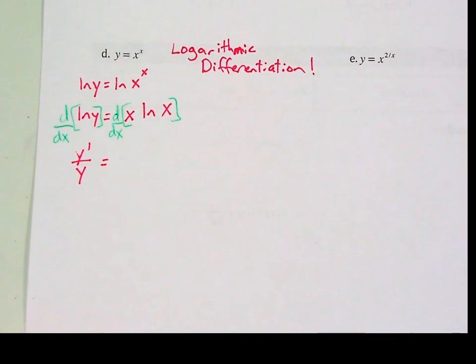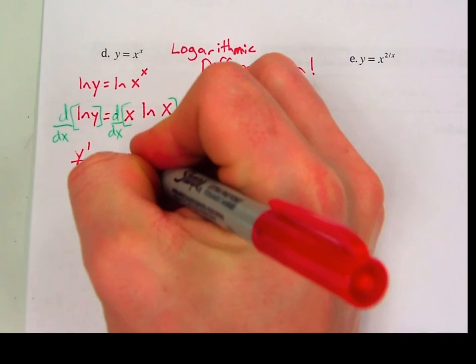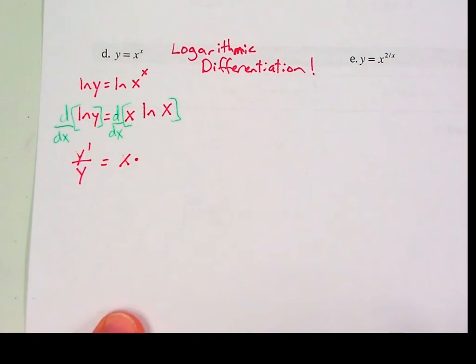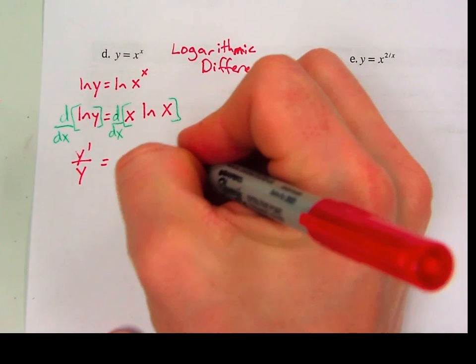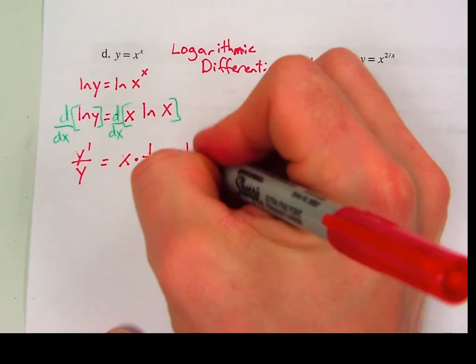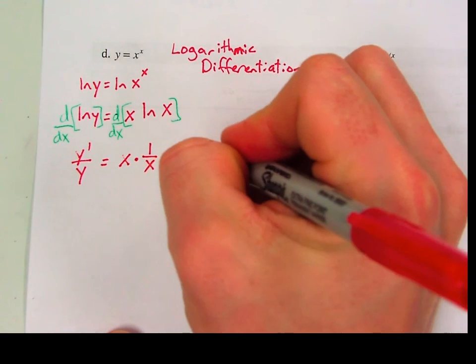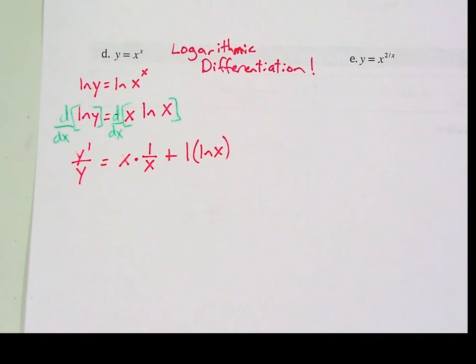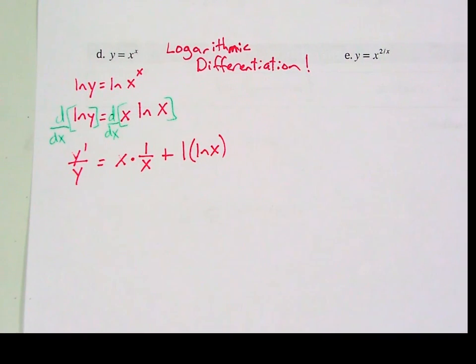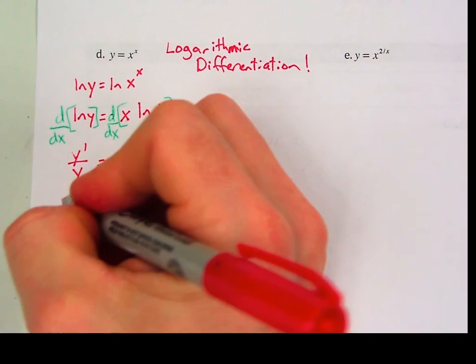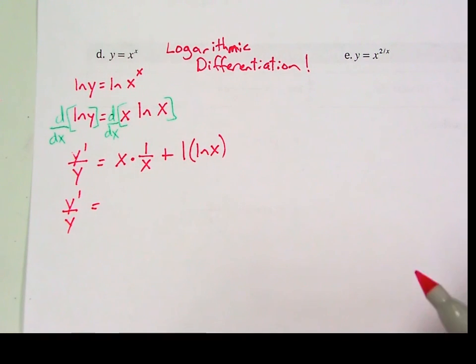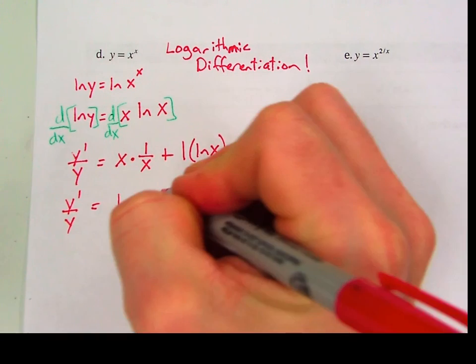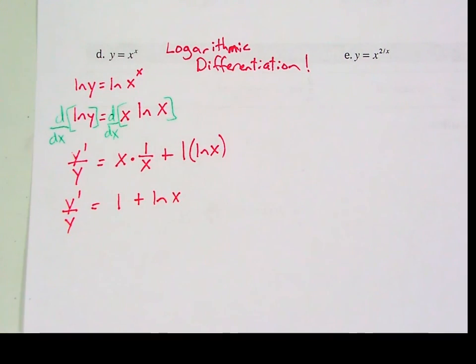And then we have a little bit of a product rule here. So x times the derivative of natural log, which is 1 over x, and then the derivative of x is 1 times natural log of x. Let's clean it up a little bit here. So that's just 1 plus natural log of x.